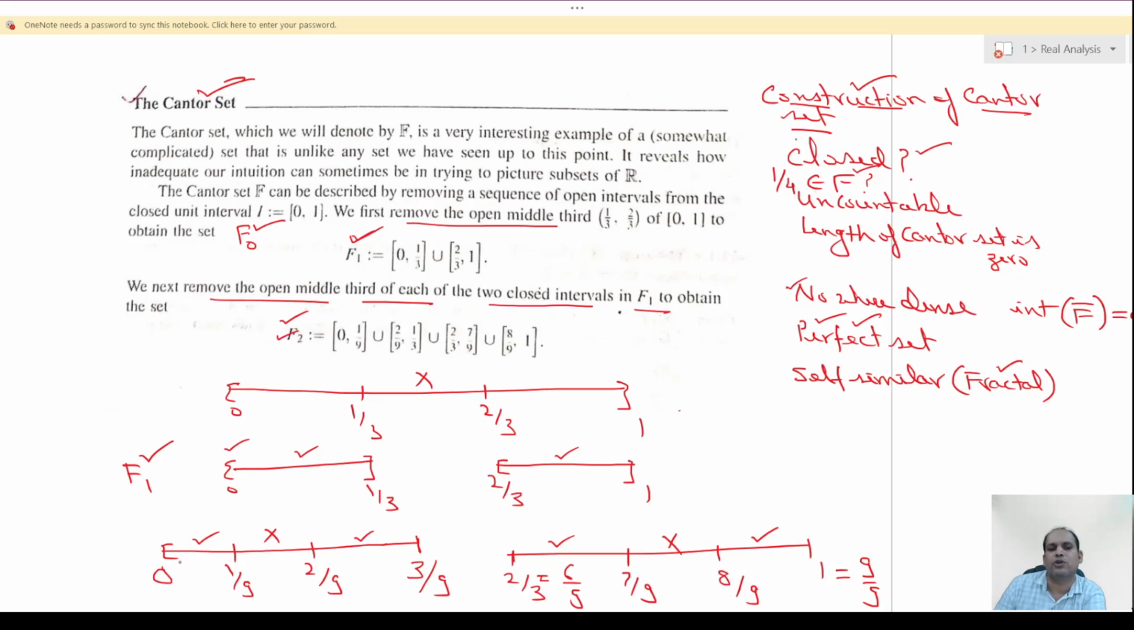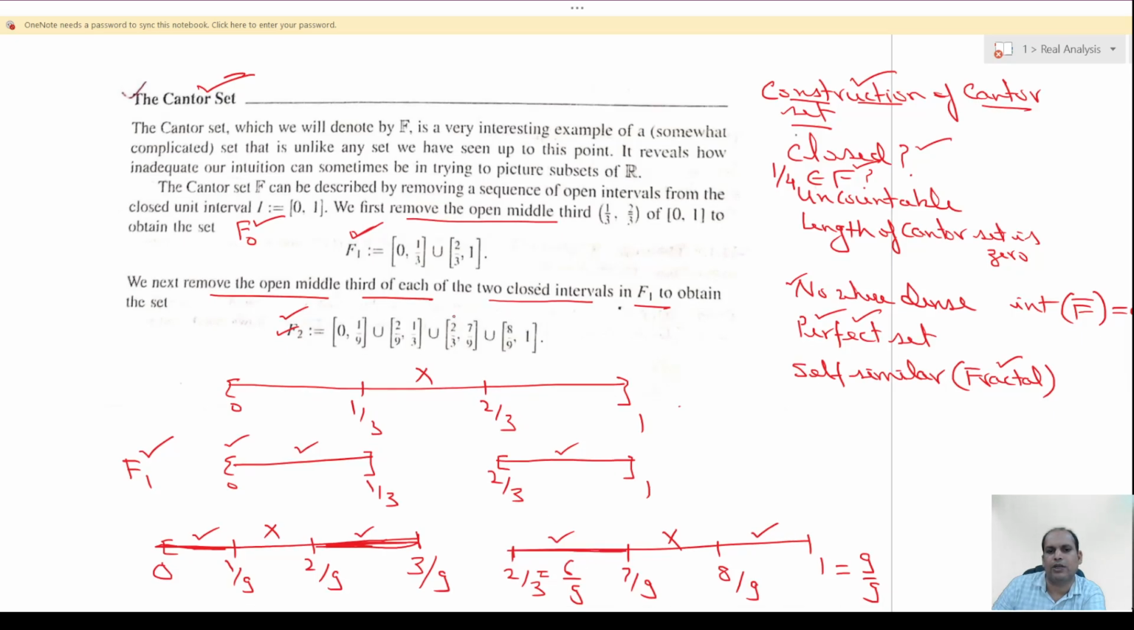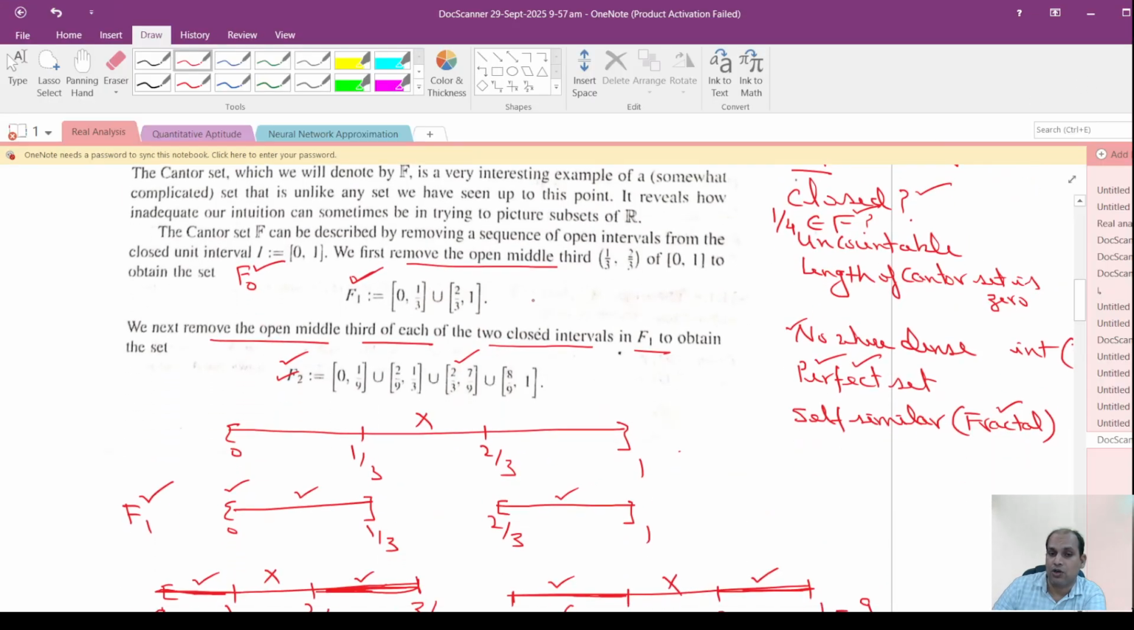So, F2 is from 0 to 1 by 9, and from 2 by 9 to 3 by 9, and here from 2 by 3 to 7 by 9, and 8 by 9 to 1. We need to repeat this process infinitely to obtain F1, F2, F3 and so on. Now, what will be the Cantor set? It is the intersection of all these Fi's.